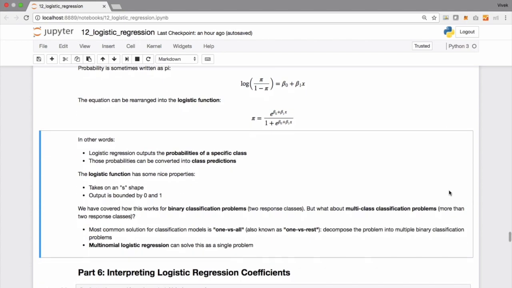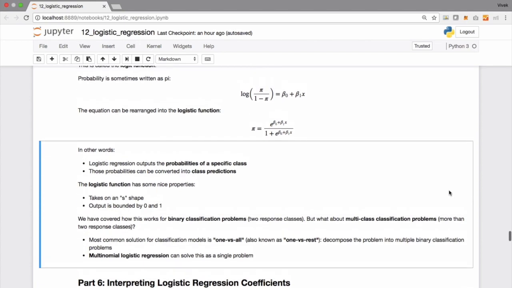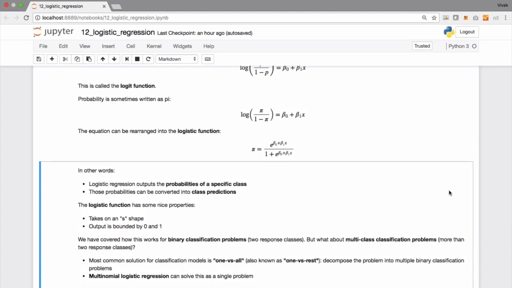So in other words, logistic regression outputs the probabilities of a specific class. Those probabilities can be converted into class predictions. So go back to the rain example. If the probability of raining is 0.9, then there's a high chance it will rain and you should take your umbrella out while you go out to work. If it is 0.1, it's a very low probability and you might want to skip taking your umbrella. So it is these probabilities that give us the confidence to take a decision.